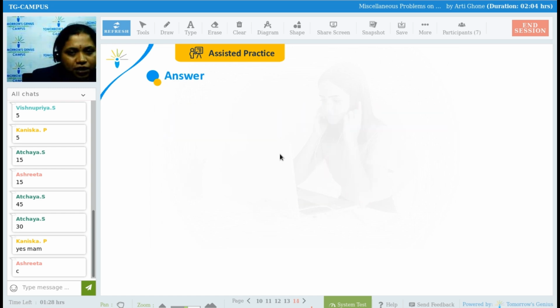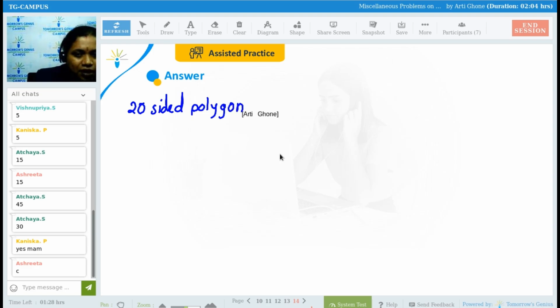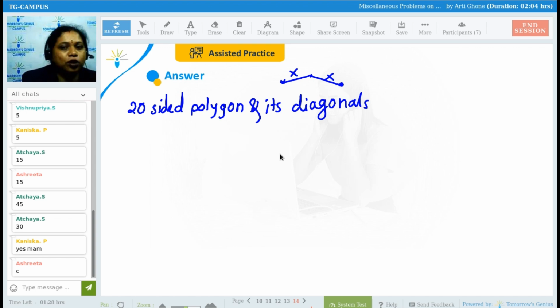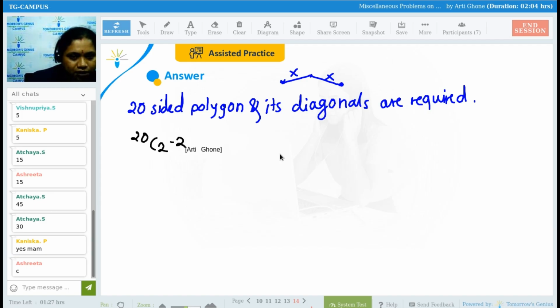Pay attention over here. It is a 20-sided polygon. And I'm taking a side. As it is not following this geometry, we require only its diagonals. Clear? So a 20-sided polygon and its diagonals are required. Now what is the formula for diagonal calculation? In the last lecture we did this. This is 20 C2 minus 20.